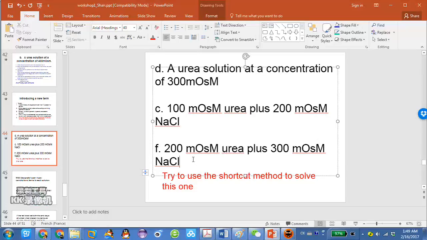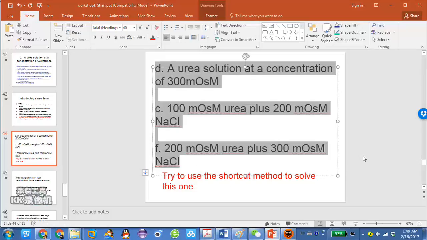From these three scenarios, you may have an idea that tonicity and osmolarity may not always be related to each other. You have to look at them separately.